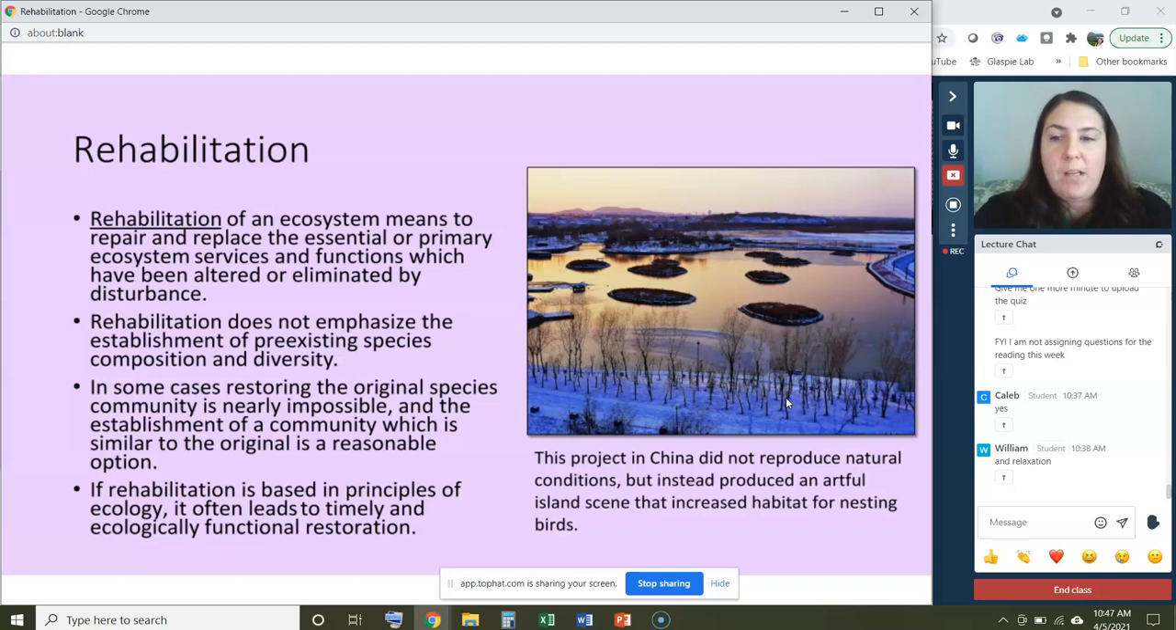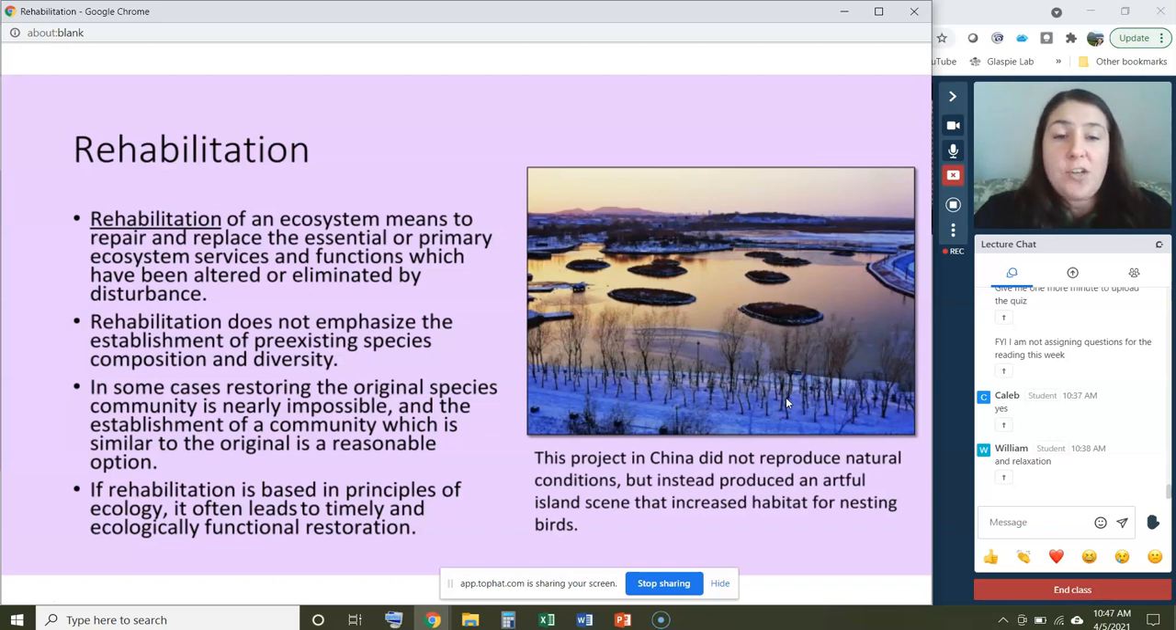Rehabilitation is meant to repair and replace the essential or primary ecosystem services and functions which had been altered or eliminated by a disturbance. And so here you're interested in recreating the function of the ecosystem and any sort of services it had for people, the original services, so not new services like, for instance, converting something to farmland.